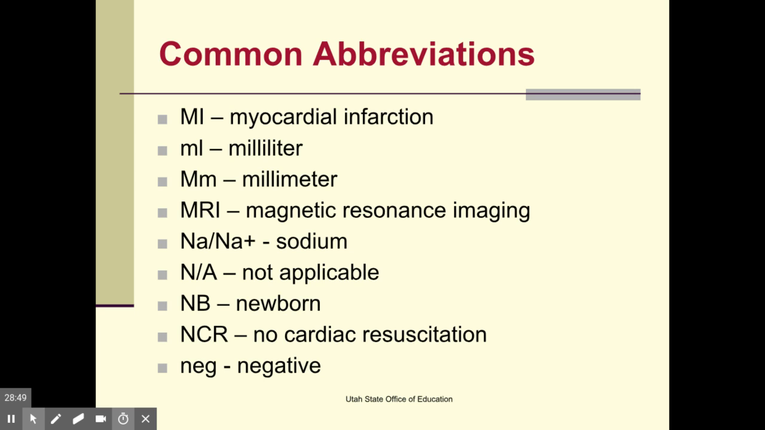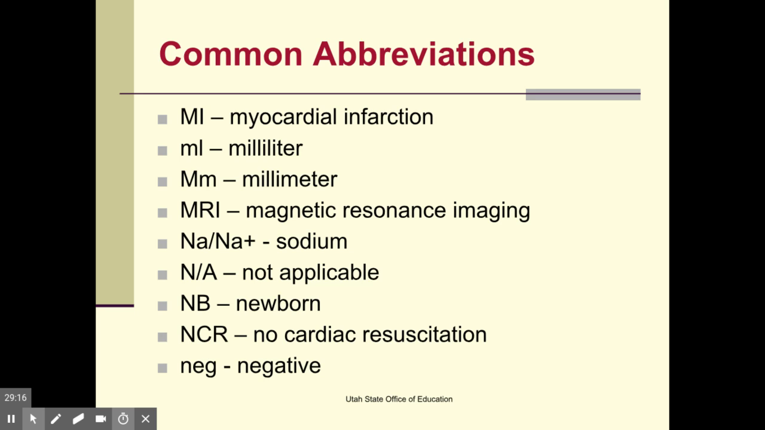MRI, magnetic resonance imaging. We've talked about that one already. Na, that's what we refer to sodium as, Na. And so if we had a patient that had hyponatremia, they would have low sodium in the blood. So we use Na, and like hypokalemia would be a low potassium in the blood.